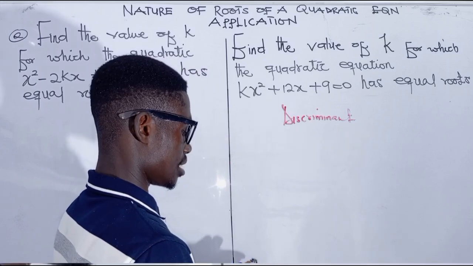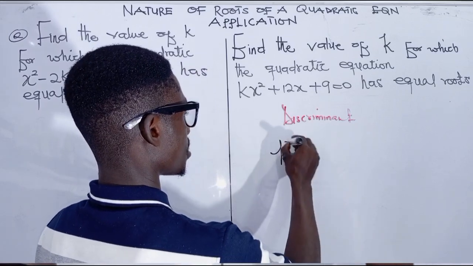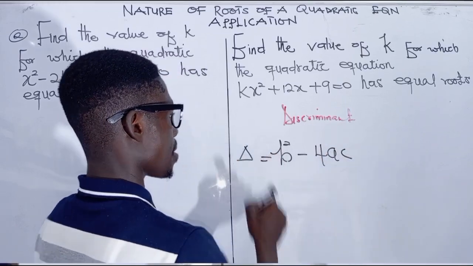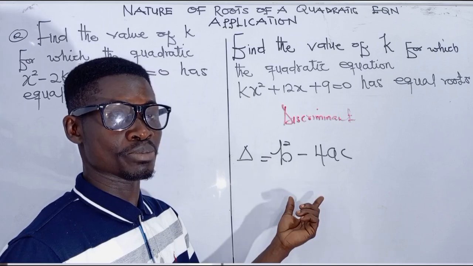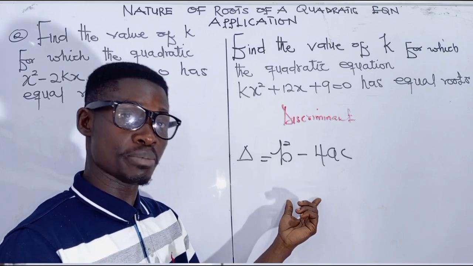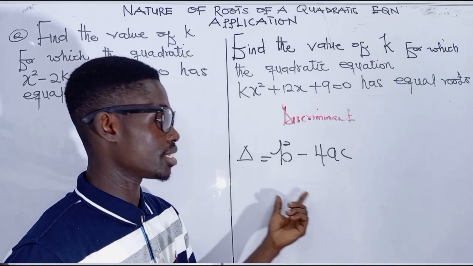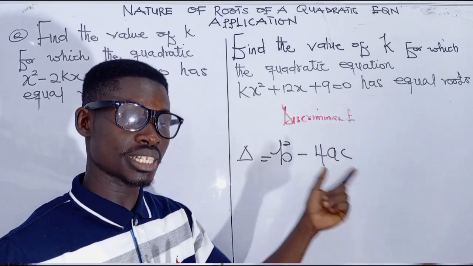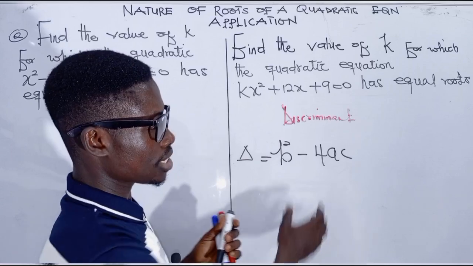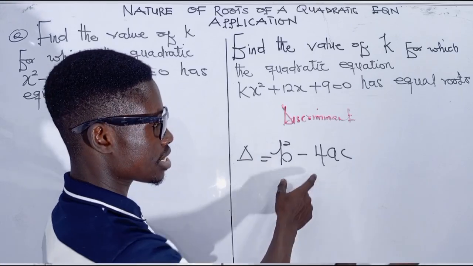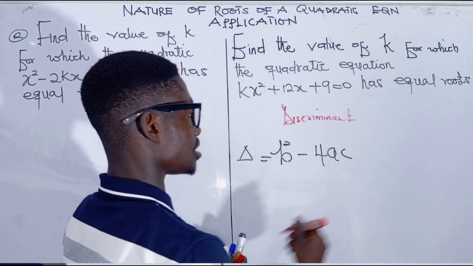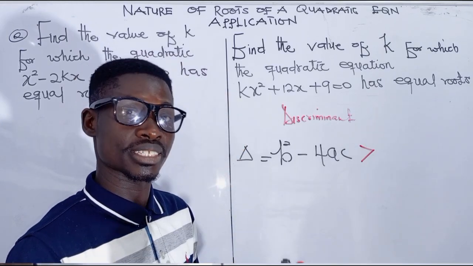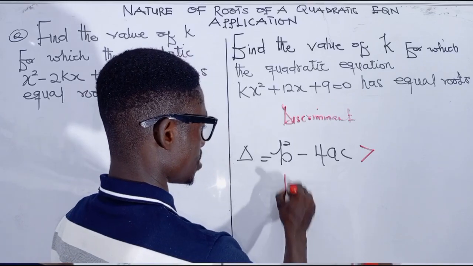Now the discriminant is given by b squared minus 4ac, so this is called the discriminant, and it helps us to determine the nature of roots of a quadratic equation. These discriminants can be obtained from the quadratic formula. It is the expression under the radical sign. So what does this discriminant say? Now when this discriminant is greater than 0, then we are going to get real and distinct or different roots.